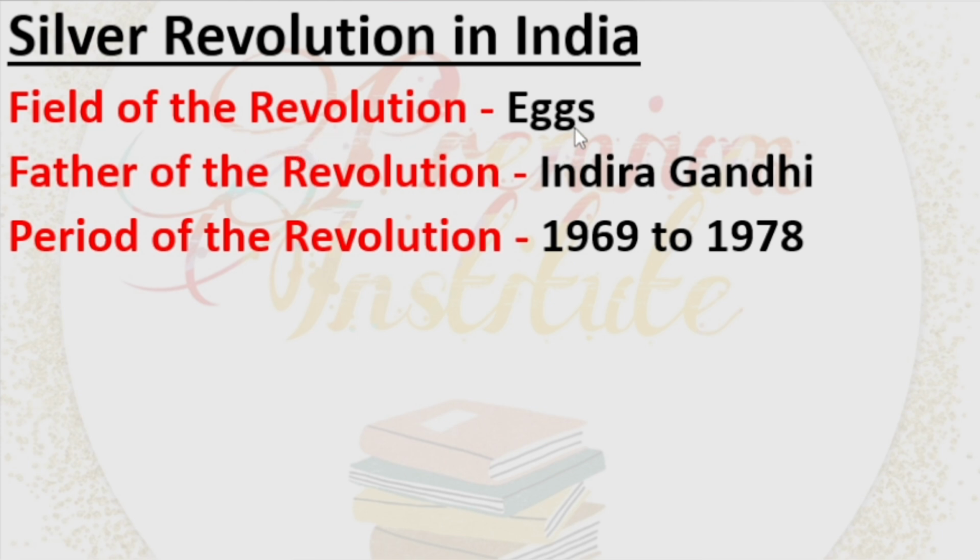Silver Revolution in India. Field of the revolution: eggs. Father of the revolution: Indira Gandhi. Period of the revolution: 1969 to 1978.